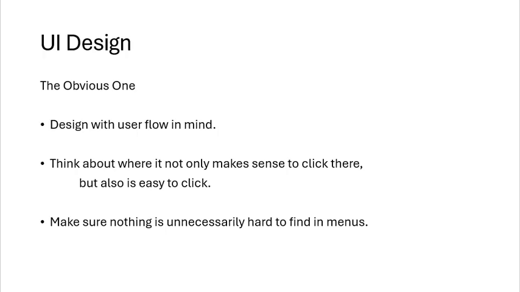Furthermore, we must be diligent about organization. We need to make sure nothing is unnecessarily hard to find in menus. Complexity is the enemy of the user. If we bury essential tools under three layers of navigation, we aren't saving space, we're costing the user time. A good UI enables the user by making the right choice the easiest choice.